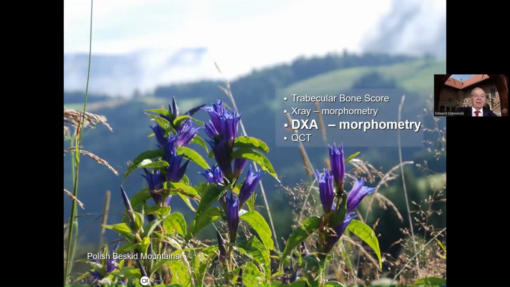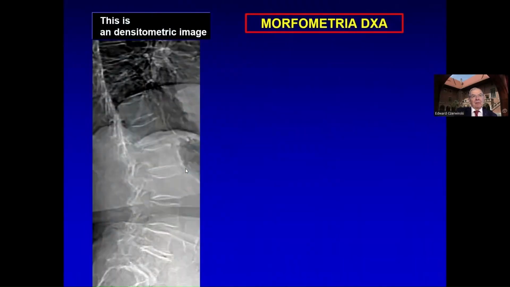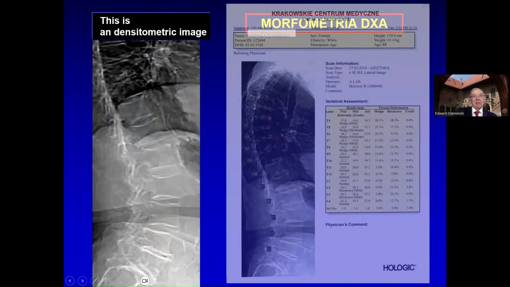So this was morphometry using X-ray. And now the DEXA morphometry. If you have a fan beam, you have nice resolution, and you can do the measurement. This is a densitometric image using only high voltage, so this is not dual energy. Dual energy will not give you such a good quality image. However, it is still not a true X-ray image.